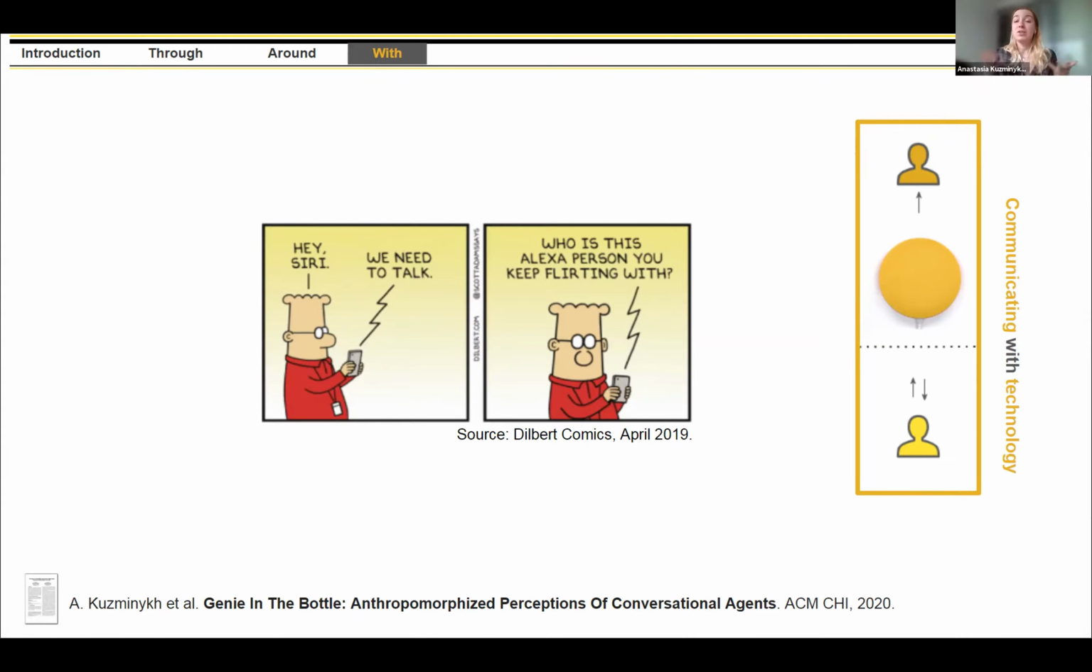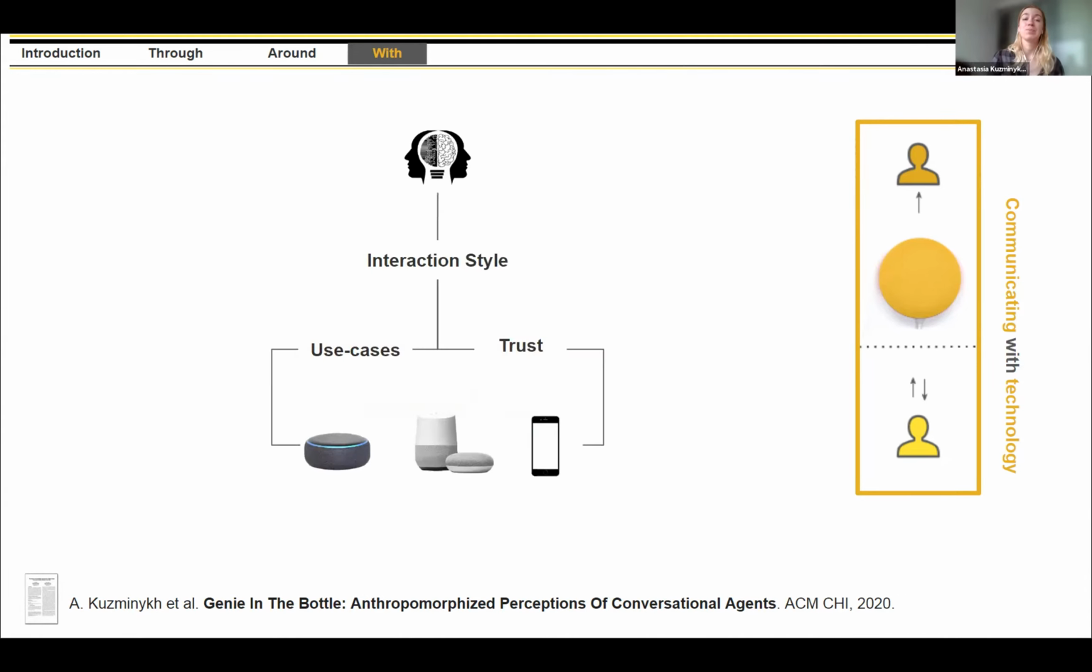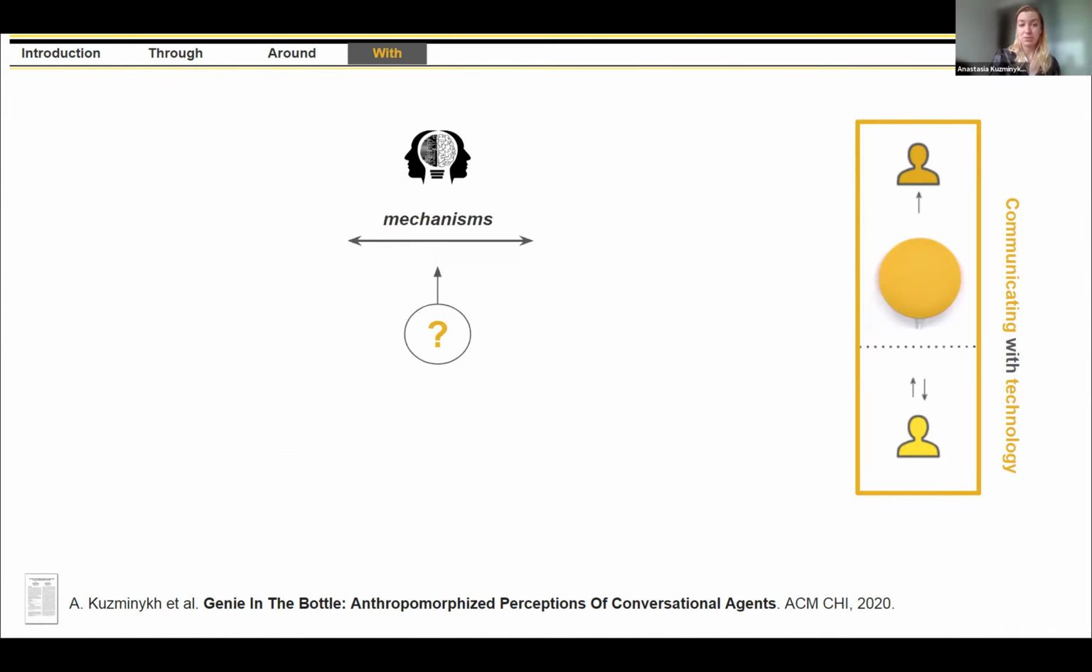And you could say, well, that's cute, but so what? Why does it matter to us? Well, it matters because anthropomorphization and these processes heavily define the interaction style, so how we talk to this system, and also users' expectations, trust in the system, and even use cases with this technology when people adopt these systems.